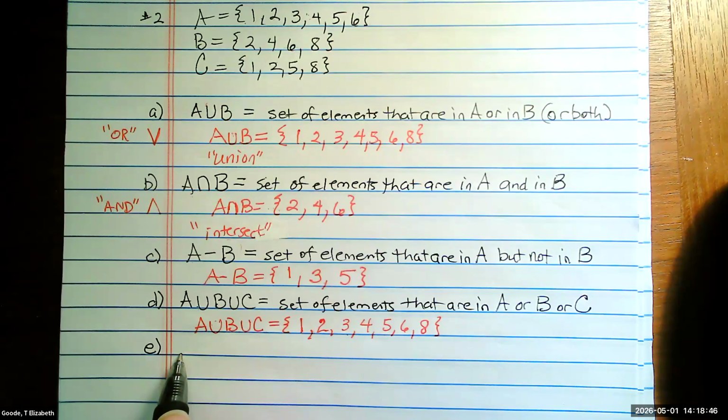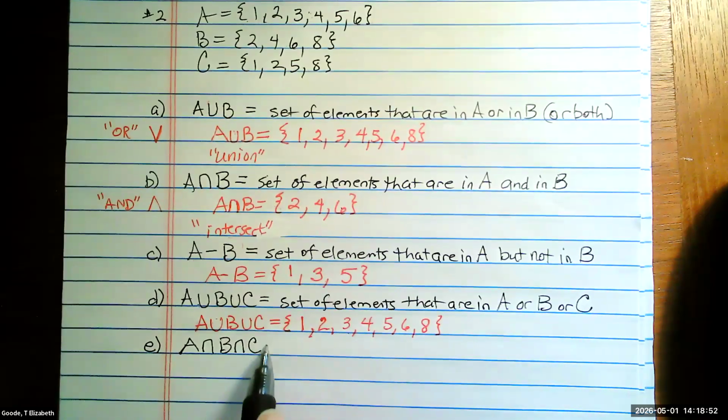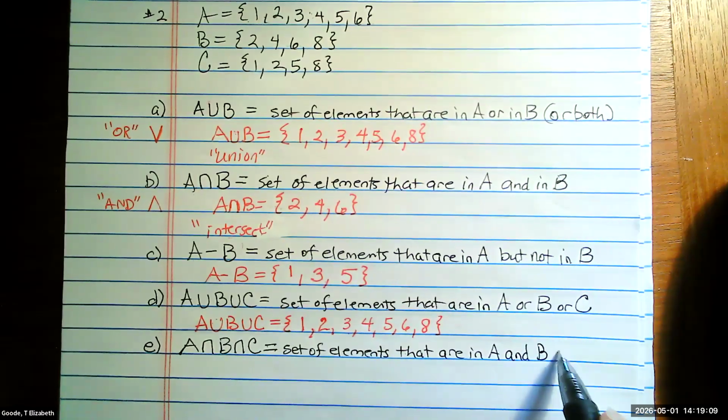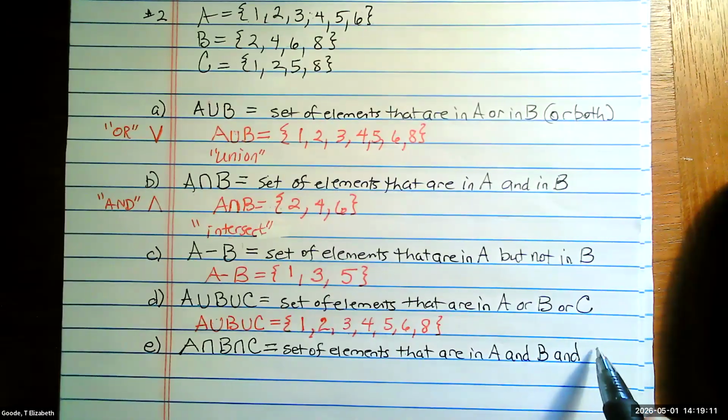Are you ready for E? E is going to be A intersect B intersect C. So if we were going to write this with words, how would we describe this set? The set of elements that are in A and B and C. Good. I would say and in B and in C if I had room, but this will do. We get the idea.